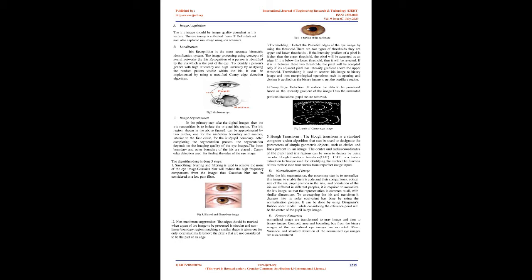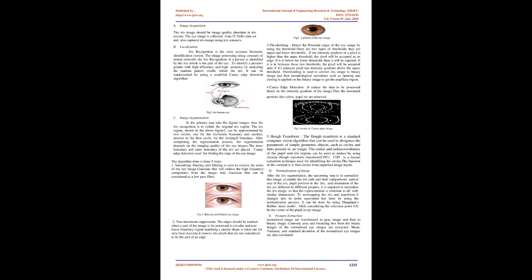A. Image acquisition. The iris image should be of good quality, abundant in iris texture. The eye image is collected from the ITDELI dataset and also captured using iris scanners. B. Localization. Iris recognition is the most accurate biometric identification system. The image processing uses concepts of neural networks. A person is identified by the iris, which is part of the eye. The aim is to identify a person's gender with high efficiency and accuracy by analyzing the random patterns visible within the iris. It can be implemented using a modified Canny edge detection algorithm.